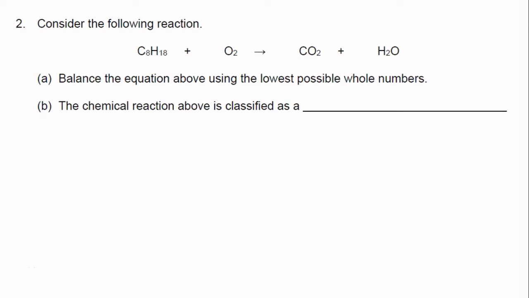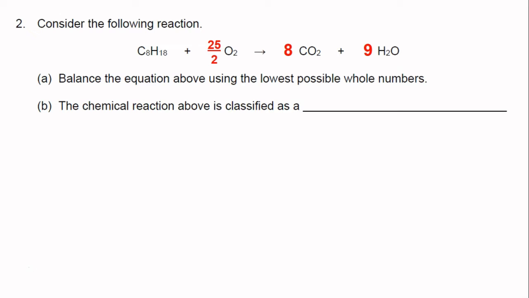Okay, this is number 2. Consider the following reaction and balance the equation using lowest possible whole numbers. So we have 8 carbons on the left. Let's go ahead and put an 8 in front of the carbon dioxide. We have 18 hydrogens on the left, so we'll balance that by putting 9 in front of the water. And if we do 8 times 2, we get 16 oxygens, plus another 9 oxygens from the water. That's a total of 25 oxygens on the right.